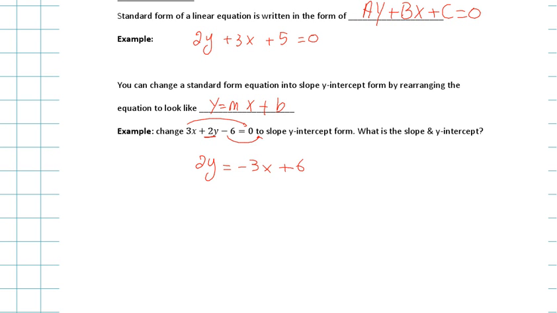I'm going to stop, and I want you to look at this. You see, all that I did is I moved the 3x term, and I moved the constant to the other side of the equation, and I changed their sign. That's all that I did. Are we okay with that so far? No problem. Everyone?